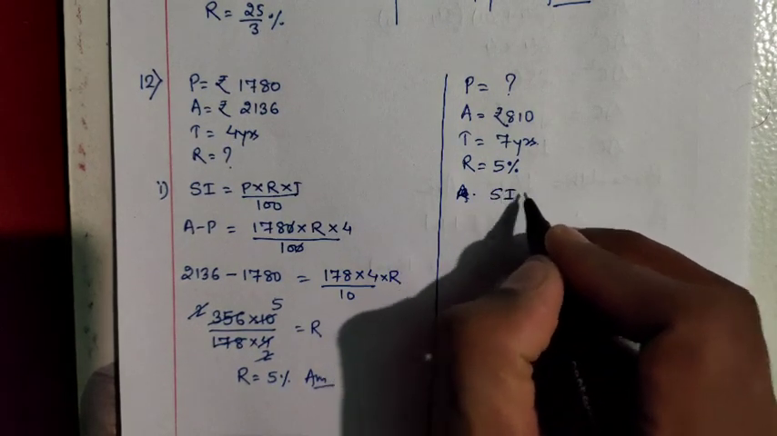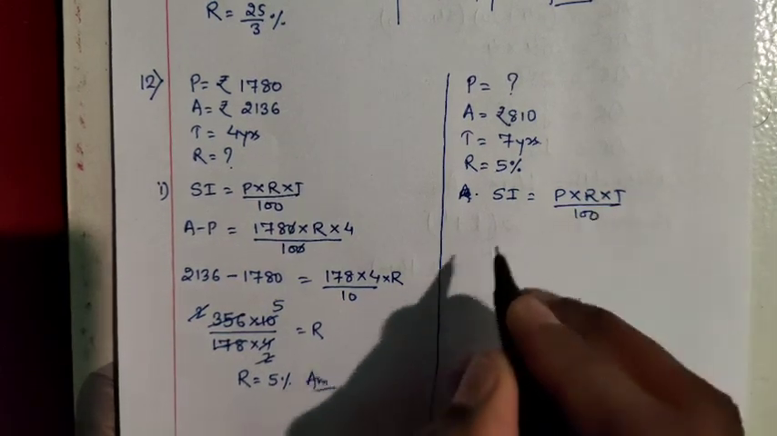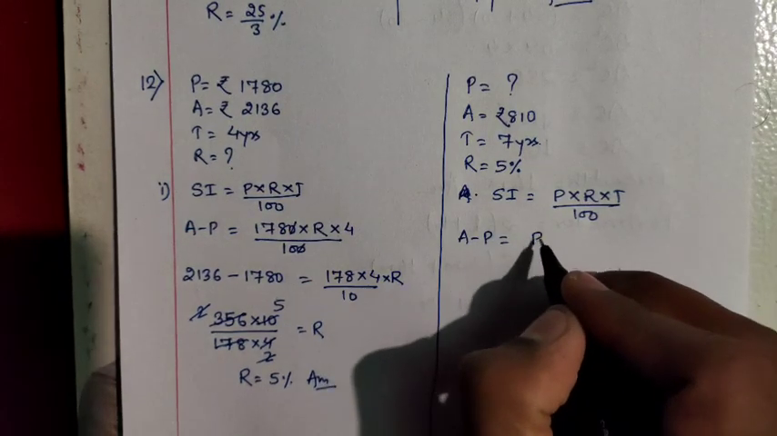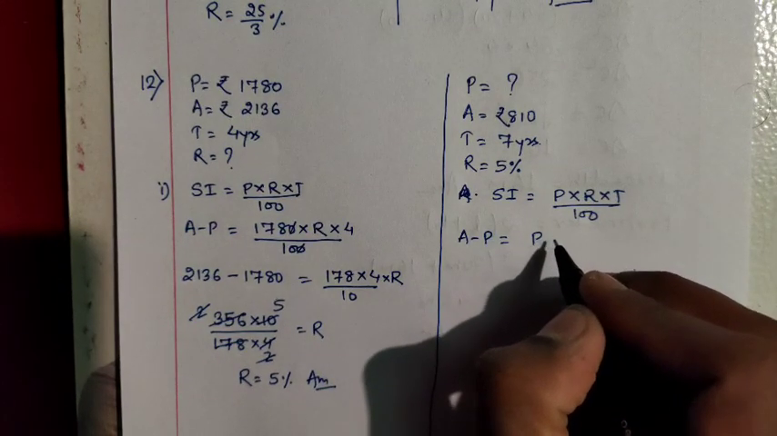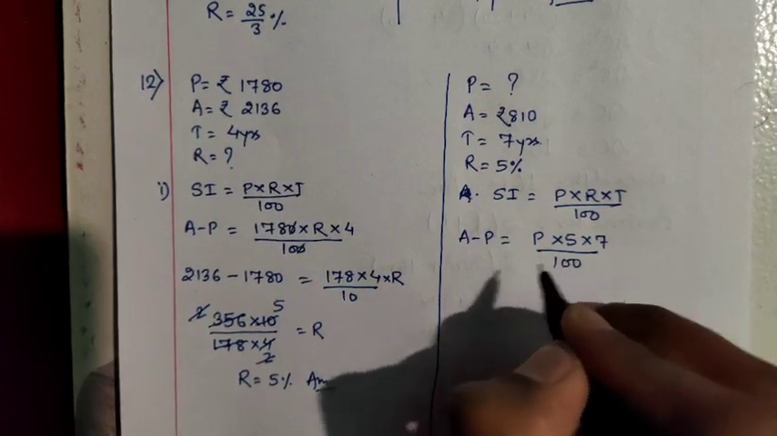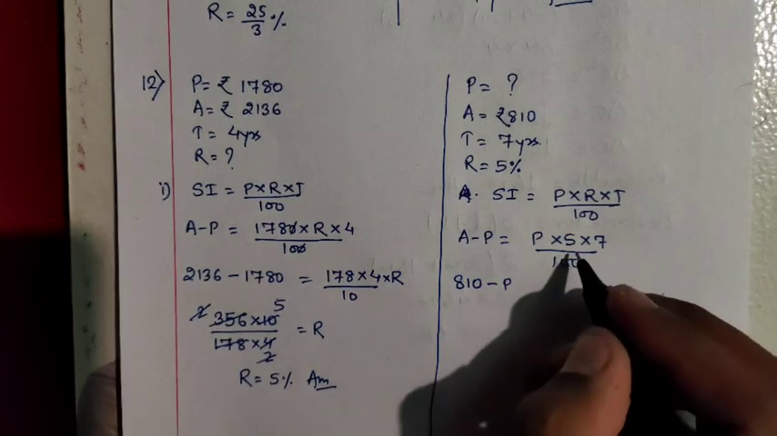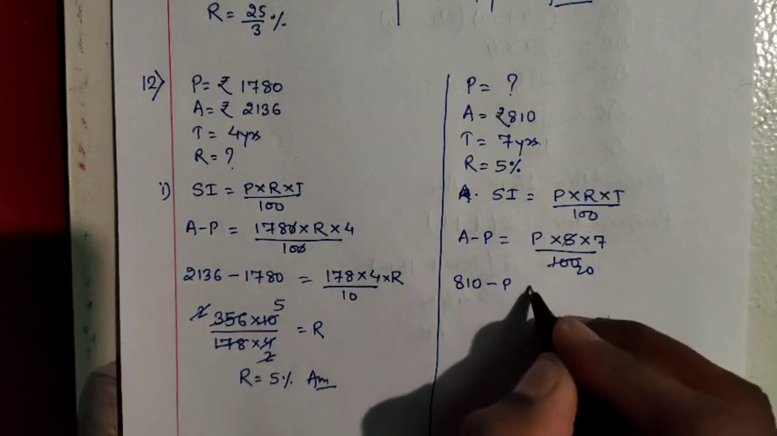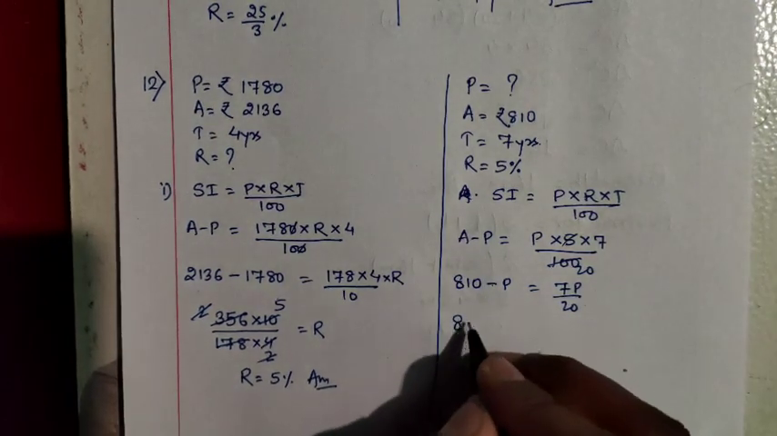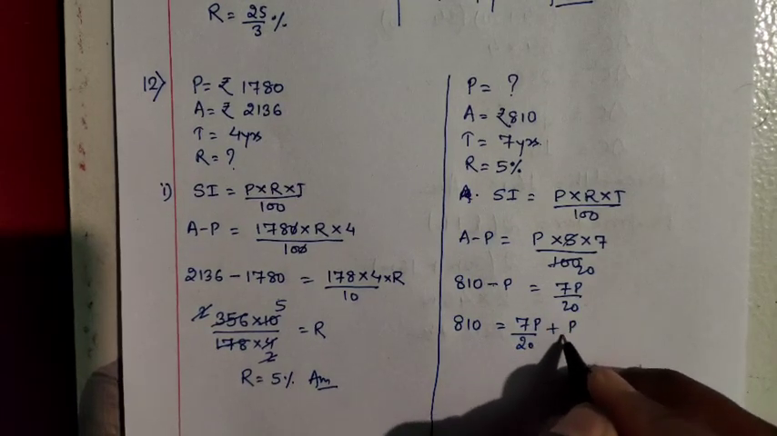we will write simple interest is equal to P into R into T by 100. Now here in place of SI we can write amount minus principal. Here principal, because we don't know the value of principal, into rate 5 into time 7 by 100. In place of amount we can write 810 minus principal, we don't know the value. 5 twos are 10, it will be 7p by 20. Now this p will go this side: 810 is equal to 7p by 20 plus p by 1.